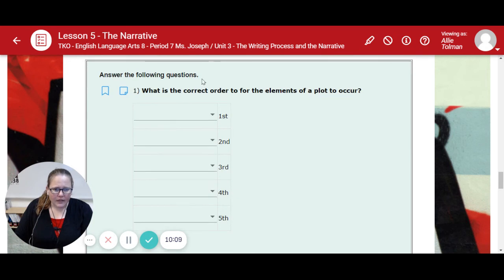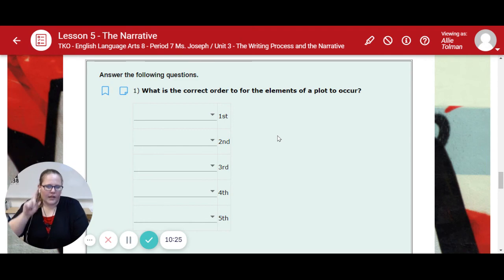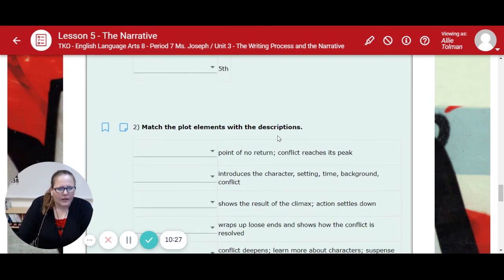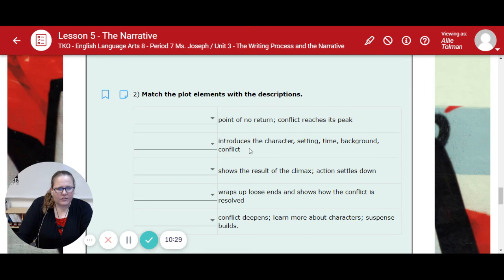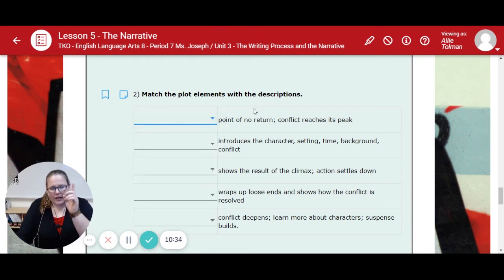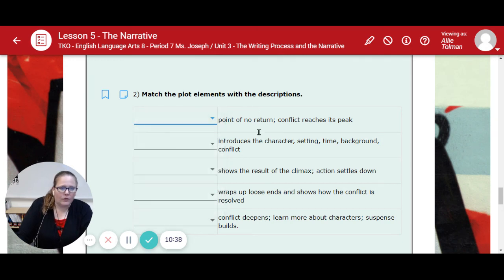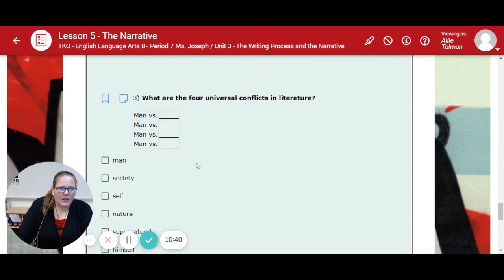Now, here are our questions for this lesson. So, what is the correct order for the elements of a plot to occur? So that was our fancy little guy with the dragon up there. Okay, match the plot elements with their descriptions. Again, if you scroll back up, you can use this fancy little drop-down menu to tell you which one is correct and which one is not.